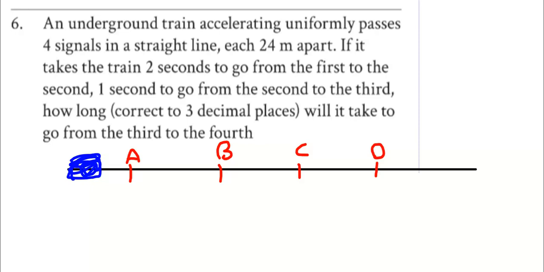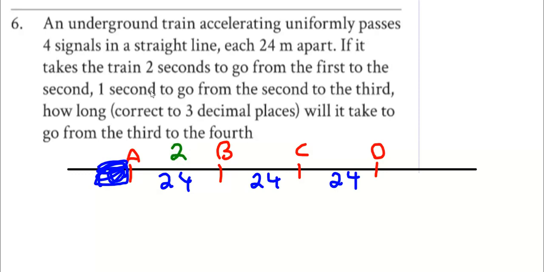Okay. Does it say it starts from rest? Anything about rest? Nope. Okay, so you're here. They're all 24s, aren't they? So 24, 24, 24, and 2 seconds for the first one. 1 second to go from the second to the third. And nothing about C to D. Okay.